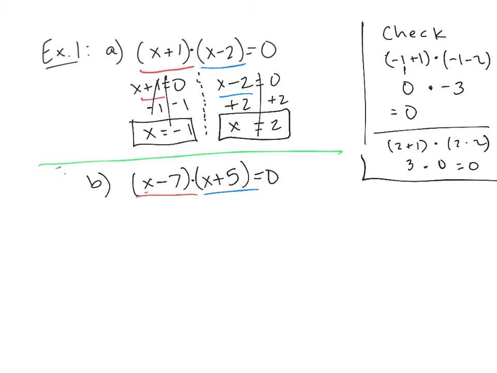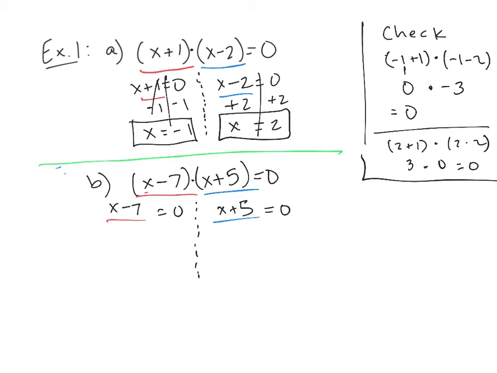So I can draw on my dashed line to show my work here. I know either the red equals 0 or the blue equals 0. That's my setup here. So I know either x minus 7 has to be 0 or x plus 5 has to be 0.